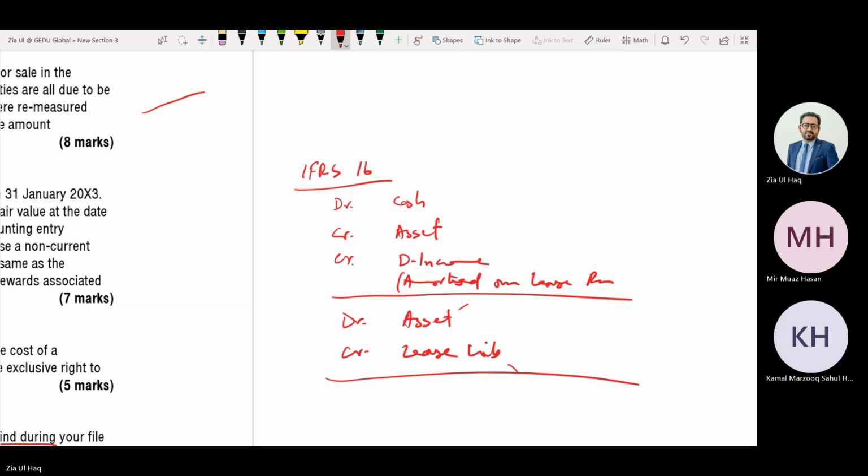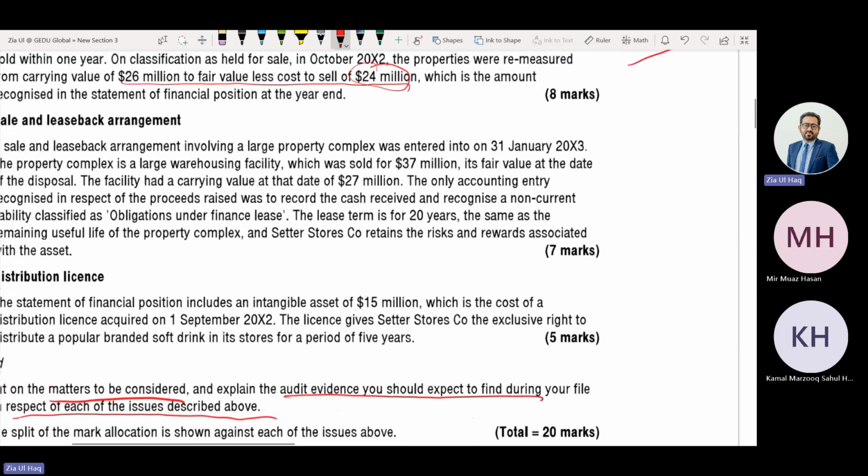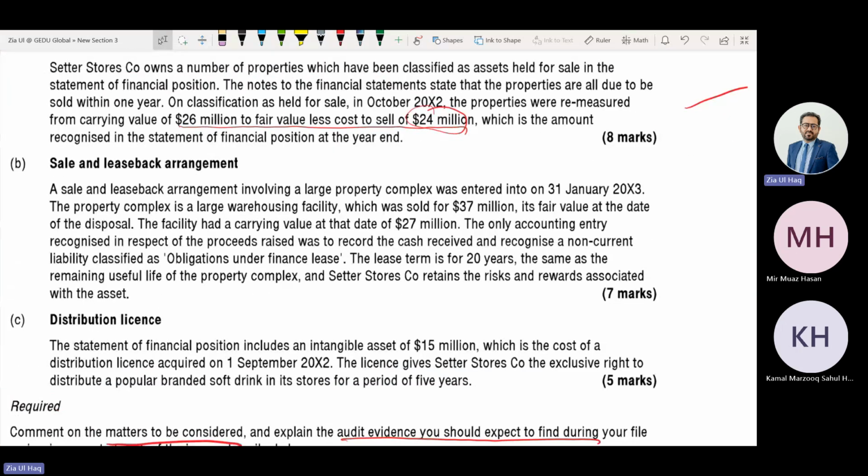What happened here? A sale and leaseback arrangement involving a large property complex was entered into on 31st January 2023. The property complex is a large warehousing facility which was sold for 37 million cash, its fair value at the date of the disposal. The facility had a carrying value at the date of 27 million. This means 10 million was a gain. That should be recorded as deferred income and amortized over the lease period.